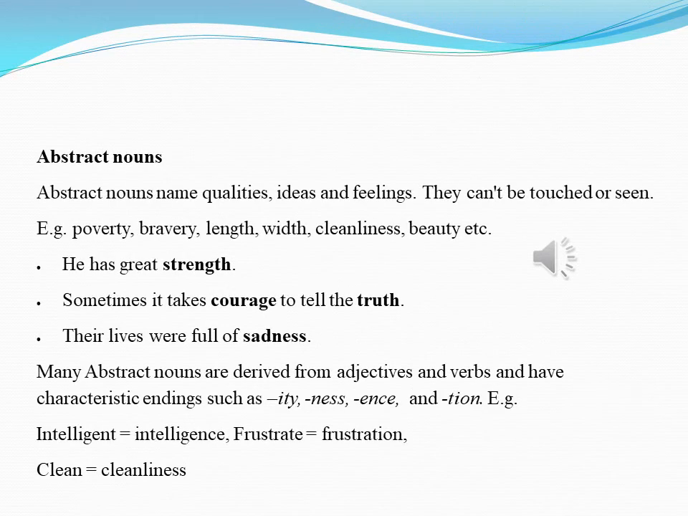Abstract nouns. Abstract nouns name qualities, ideas and feelings. They can't be touched or seen. For example, poverty, bravery, length, width, cleanliness, beauty, etc. He has great strength. Sometimes it takes courage to tell the truth. Their lives were full of sadness. Many abstract nouns are derived from adjectives and verbs and have characteristic endings such as ity, ness, ence, and tion. For example, intelligent equals intelligence, frustrate equals frustration. Clean equals cleanliness.